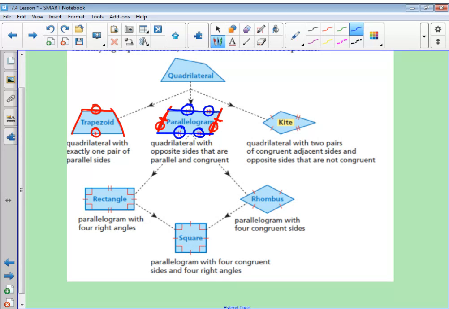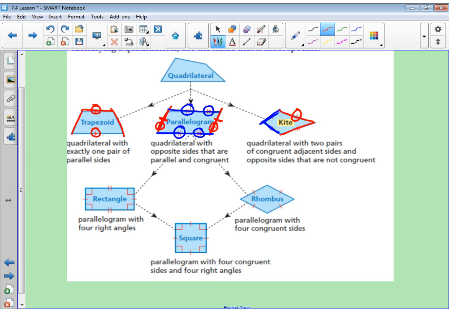A kite is a quadrilateral that has two pairs of congruent adjacent sides and opposite sides that are not congruent to each other. So in other words, these two that are connected to each other, they're adjacent to each other, are equal in measure. These two sides that are adjacent to each other are equal in measure. Okay, and they're using these markings once again to identify that they are equal in measure.